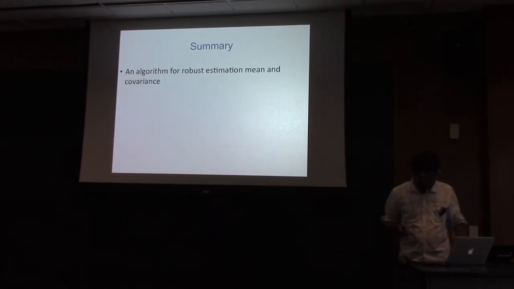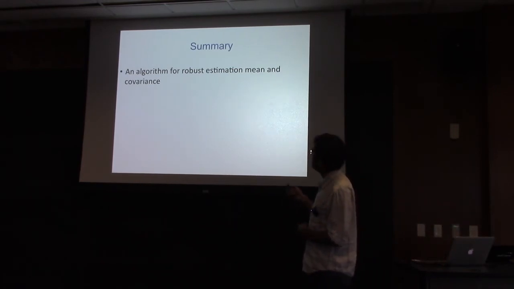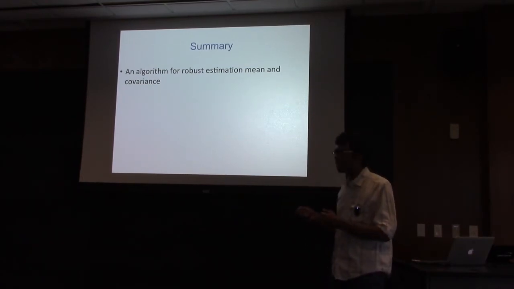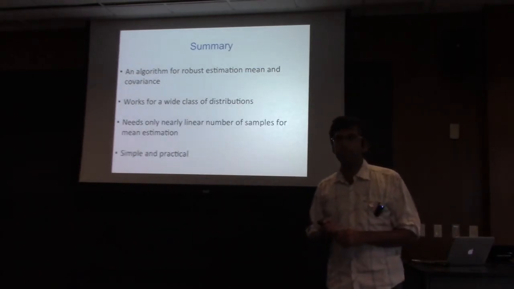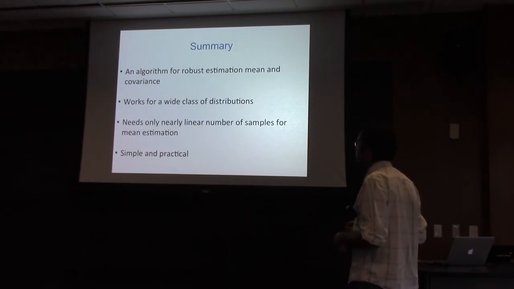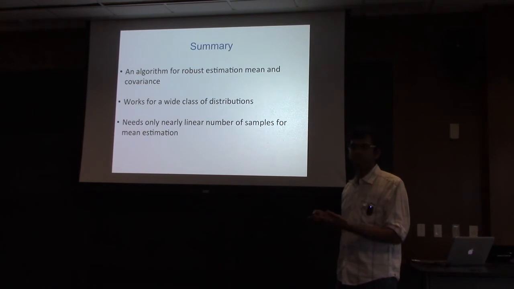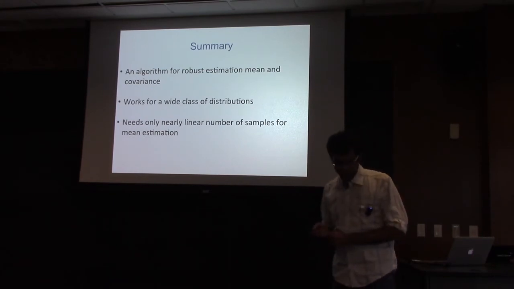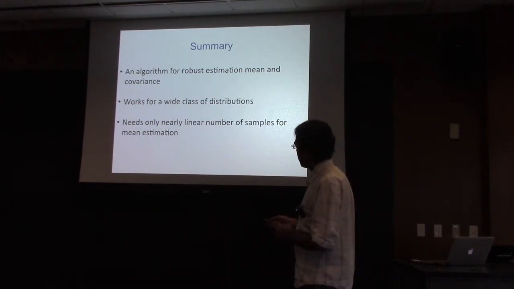So in summary, what we have is an algorithm for robust estimation of mean and covariance. It works for a wide class of distributions, we just need a bounded fourth moment. Sample complexity for mean estimation is linear up to log n factors. For covariance estimation, it is like n square, but it's a Frobenius norm guarantee.